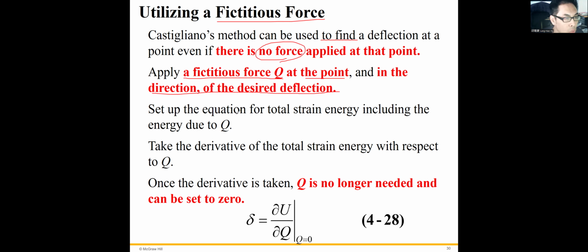Okay, and set up the equation for total strain energy, including the energy due to the dummy load, and take the derivative of the total strain energy with respect to Q, right? Once the derivative is taken, Q is no longer needed and can be set to 0, right? So what is the dummy load method? It's the deflection or deformation equals the derivative of the energy with respect to the dummy load. And we set Q equal to 0.